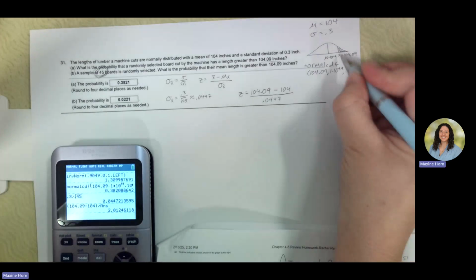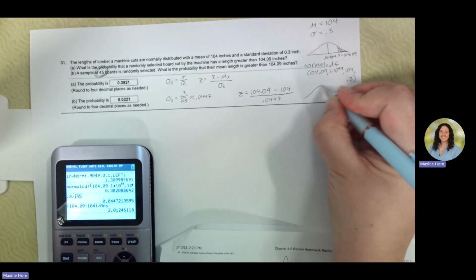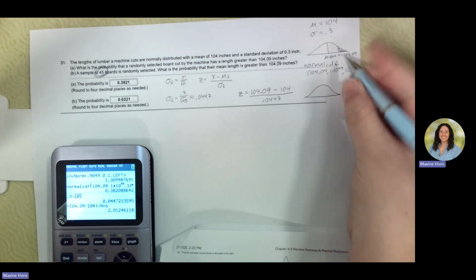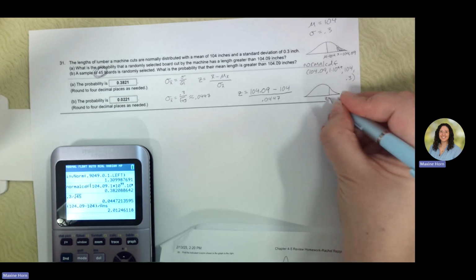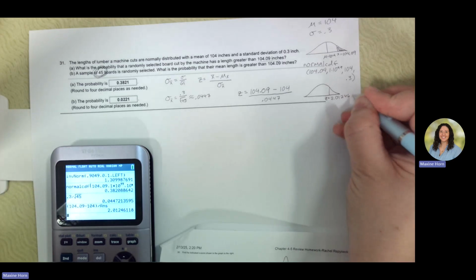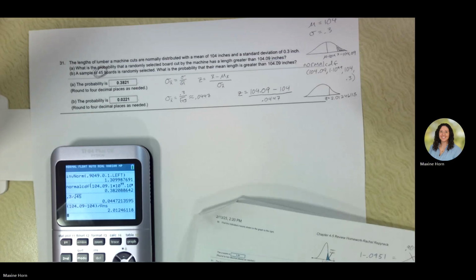No, we're good. Okay, so remember what we just found? The X value here was 104.09. Its corresponding Z-score is 2.012461118, and so on. So what we're going to do is go into normal CDF to find the area to the right of that.